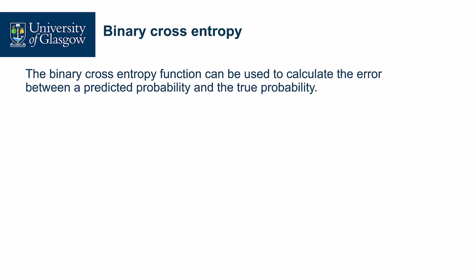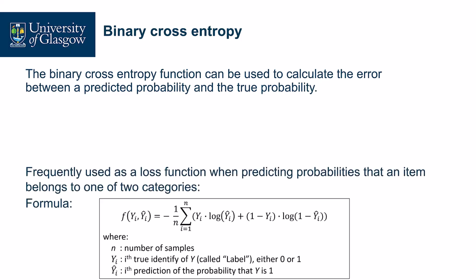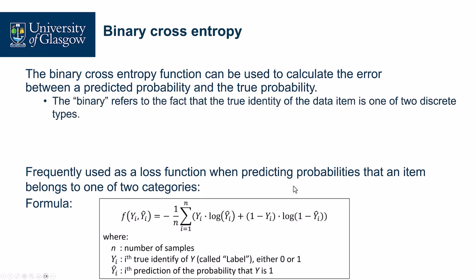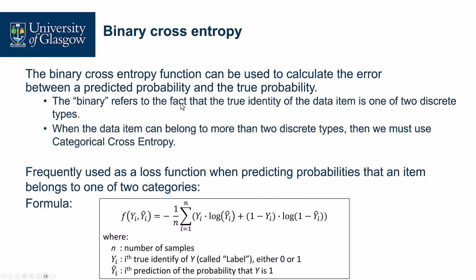So binary cross-entropy is often used as a loss function in machine learning when predicting probabilities for whether one item belongs to one of two categories. So that's where the binary comes from. So the formula is here. We can see that yi is the true identity of y, which we also call the label, and it is 0 or 1 because it's binary, right? And y with a hat is the predicted probability of y. So this is the definition.